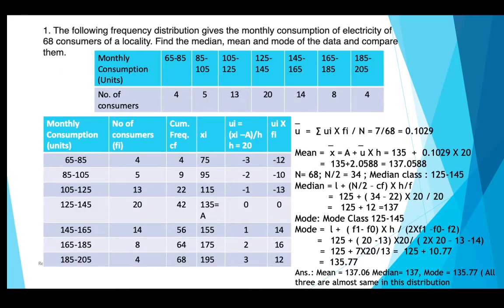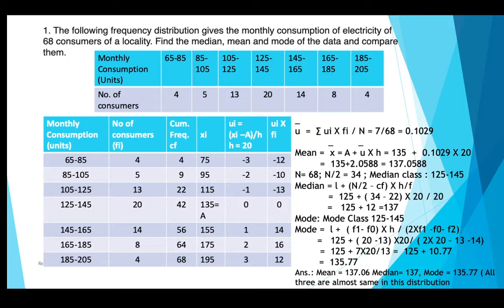So let us start with the first problem. The following frequency distribution gives the monthly consumption of electricity of 68 consumers of a locality. Find the median, mean, and mode of the data and compare them. So we have this table, 65 to 85, 85 to 105. First thing you have to make sure is that this is a continuous class. So all the classes are continuous in nature.